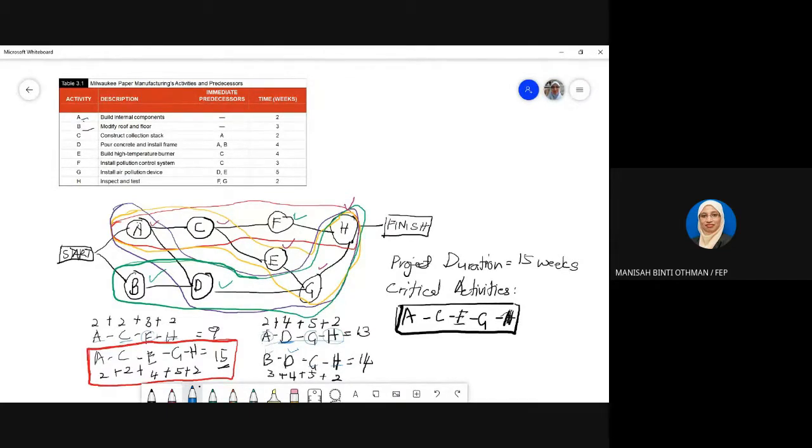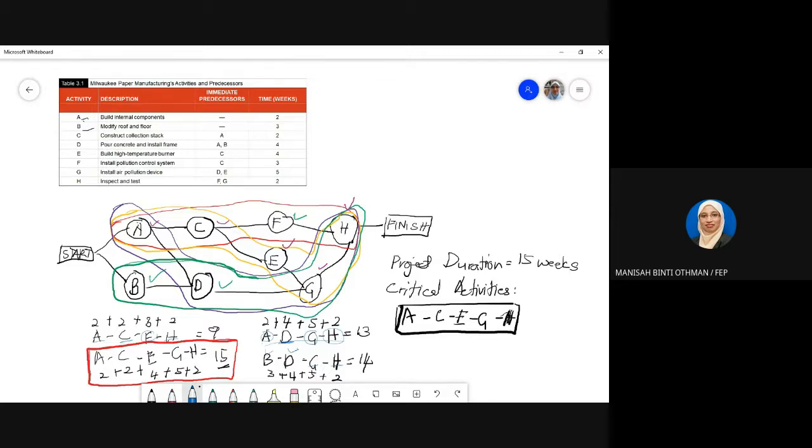This activity you cannot delay. So in this simple example, you can see that A, C, E, G, H, you cannot delay. You must complete within the duration. If you plan A as 2 weeks and you need all these resources, you must use resources very efficiently so that you can complete within 2 weeks.